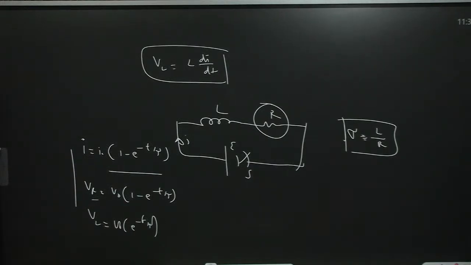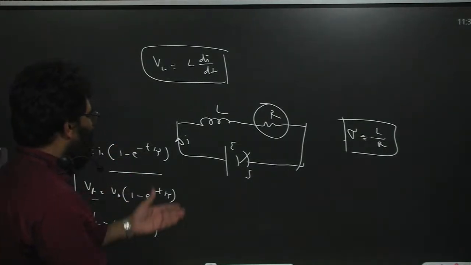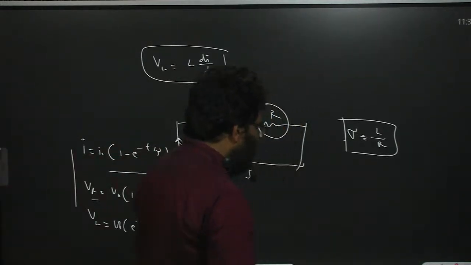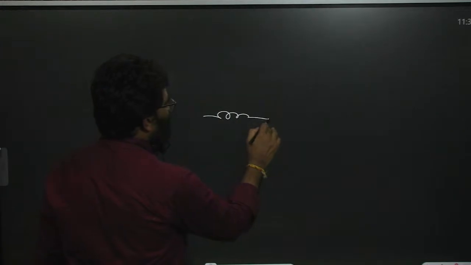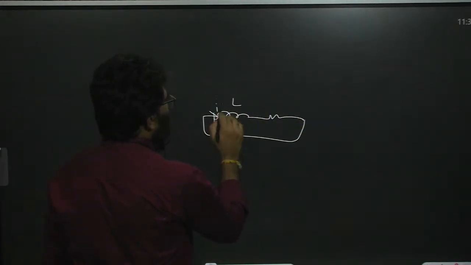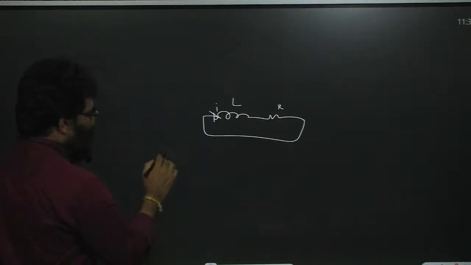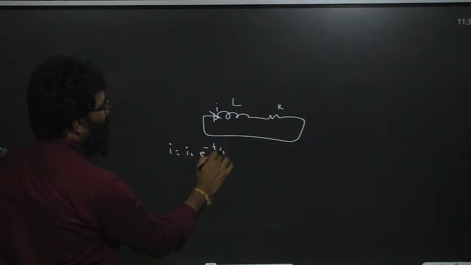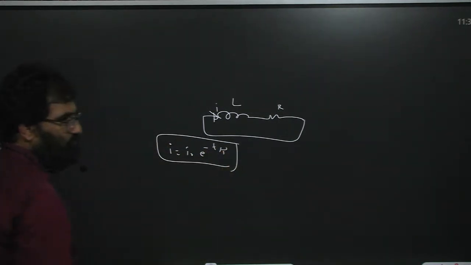So this is the charging condition, where current is increasing. What about discharging mode? Just take an inductor and a resistor connected through a switch, where there is an initial current. Now always I is equal to I naught into e power minus t by tau. So this is the discharging mode.